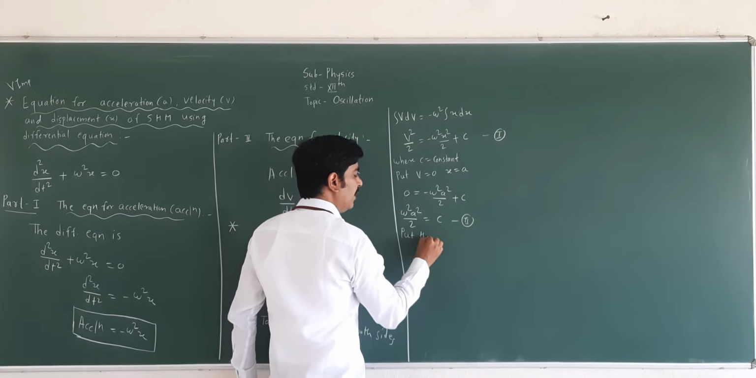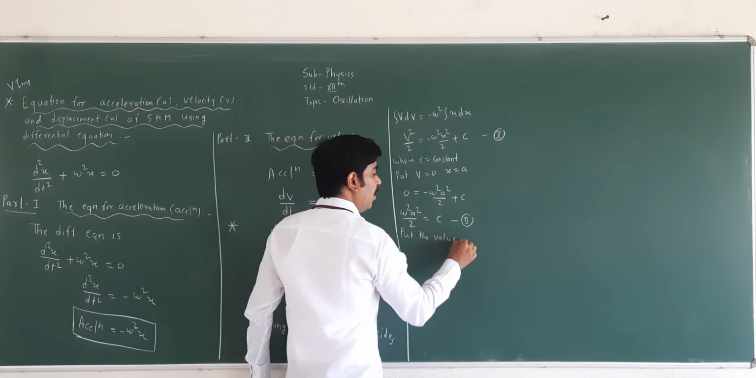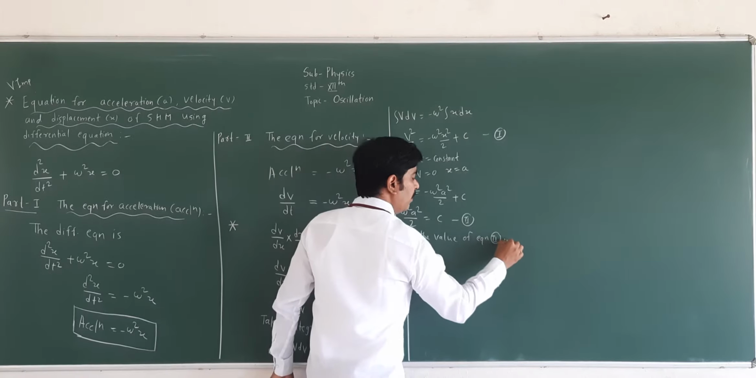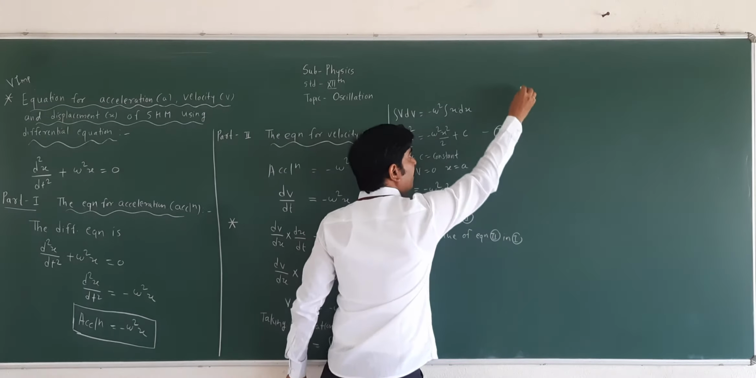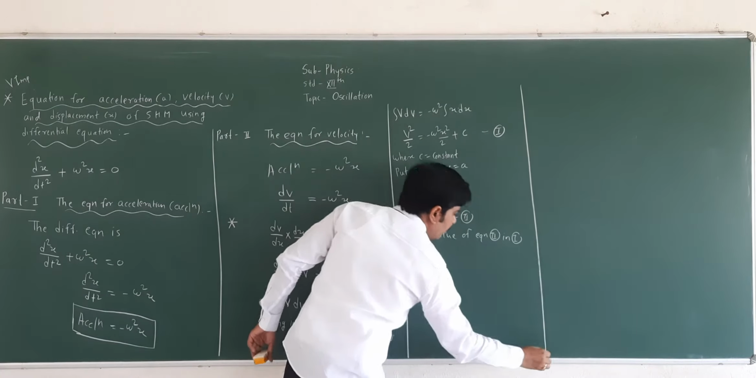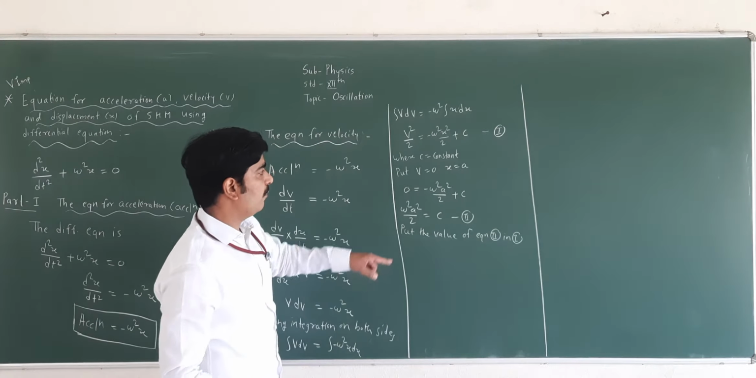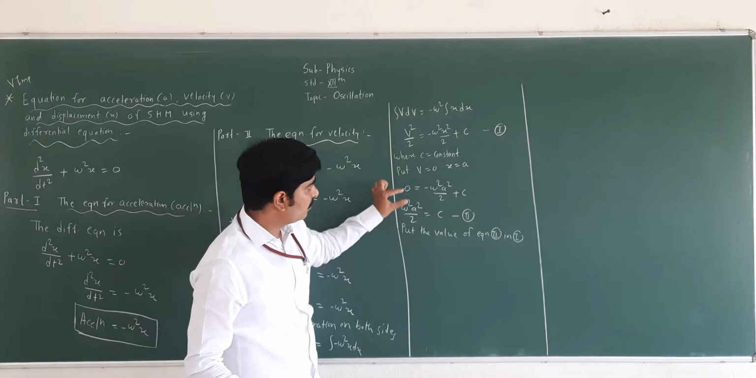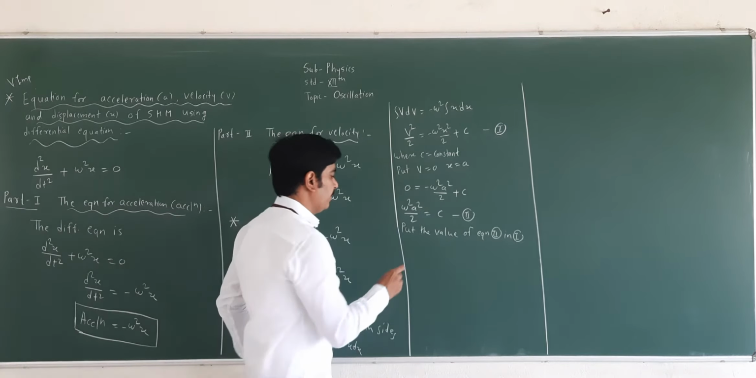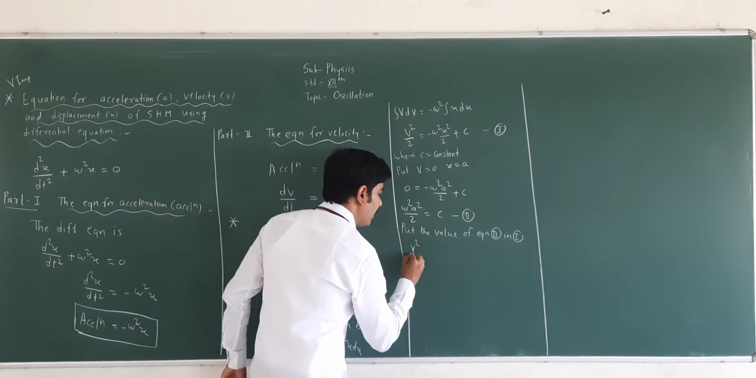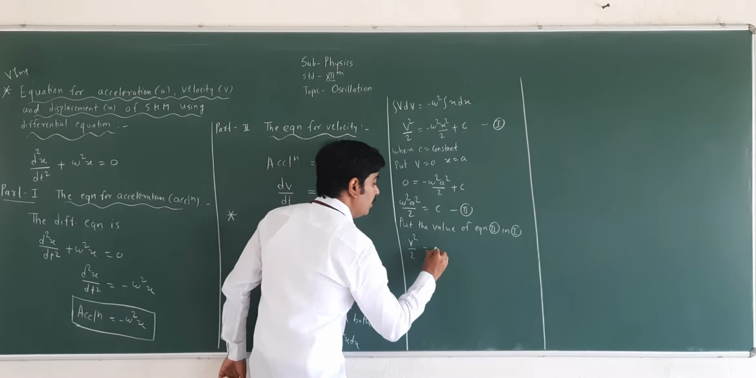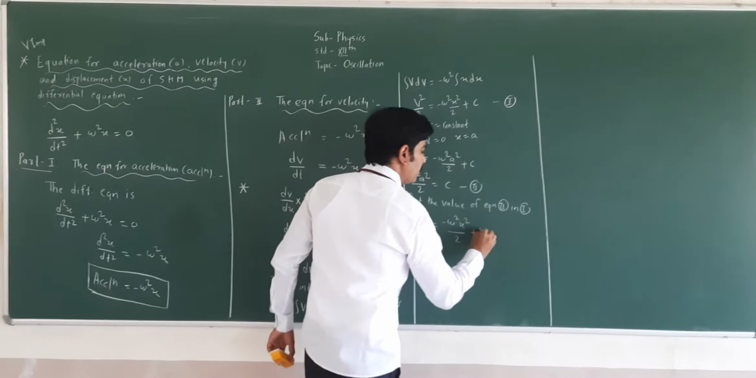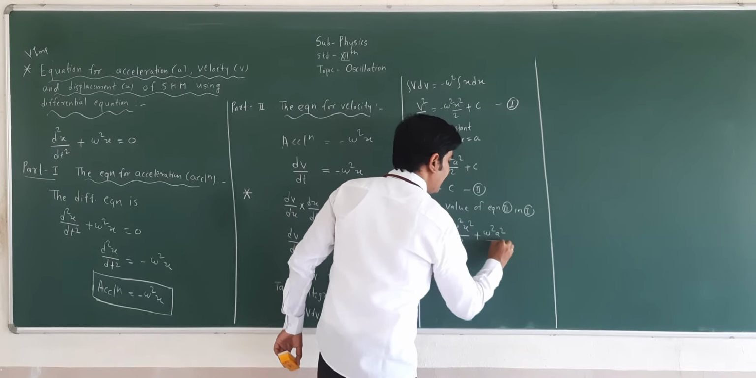Put the value of equation 2 in 1. We have to substitute the value of equation 2 in equation number 1. So what is the value of c in equation 2? That is omega square a square by 2. This value we have to put in equation number 1. So it will become v square upon 2 is equal to minus omega square x square by 2 plus omega square a square by 2.